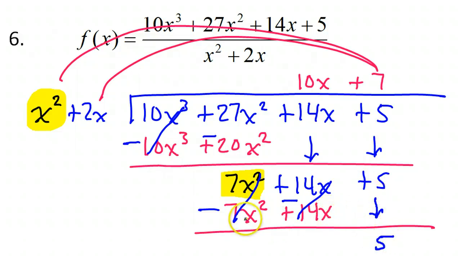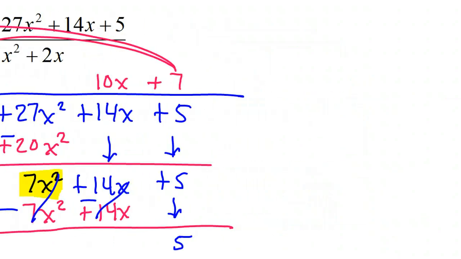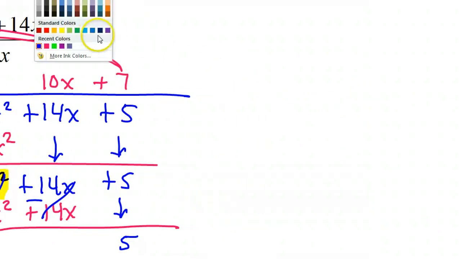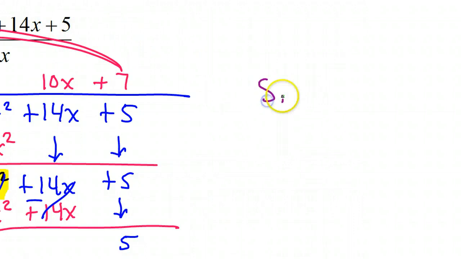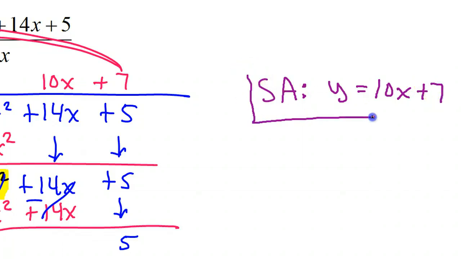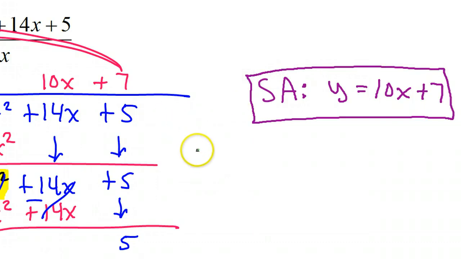Alright, but what I want is the slant asymptote, and the slant asymptote is going to be this quotient, ignoring the remainder. Okay, so my slant asymptote is y equals 10x plus 7. Alright, and that is how you find slant asymptote. And this really is the last problem for this video.